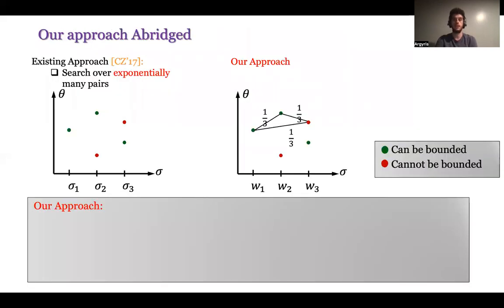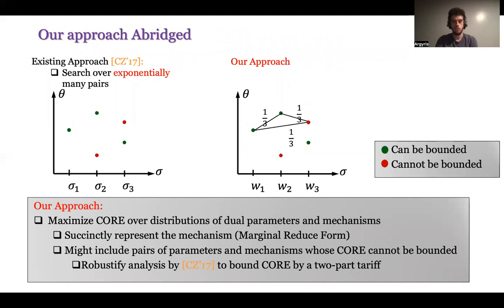First, I would like to present an abridged description of our approach. In the existing approach, we need to search over exponentially many pairs of mechanisms represented by their interim allocations and dual parameters in order to find the maximum value of the core. In our approach, we show how to succinctly store mechanisms that we maximize the expected value of the core over distributions of dual parameters and mechanisms, which might include in its support a pair of mechanisms and dual parameter whose core cannot be bounded by simple mechanisms.